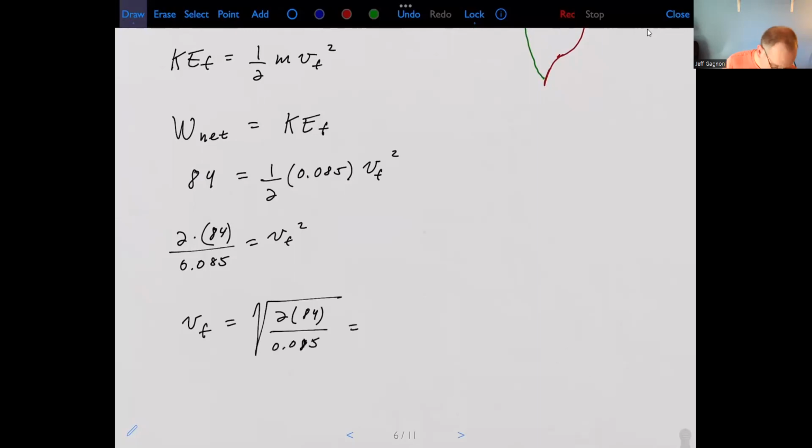So if you work that out, that's going to give you around 44.5 meters per second. So that's the final velocity of the arrow. That's the velocity that the arrow leaves the bow at, right? As 44.5 meters a second. So we used the work energy theorem to solve this problem, to figure out how fast the arrow left the bow.